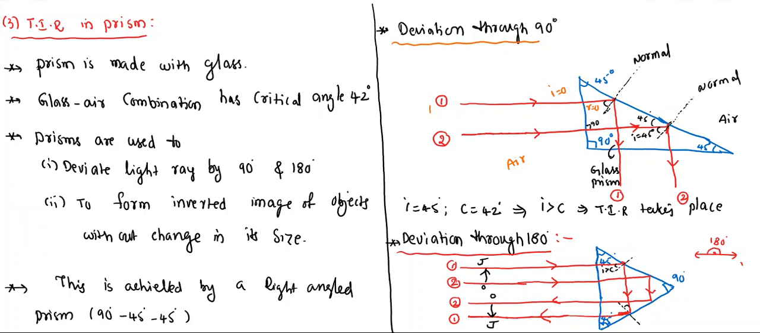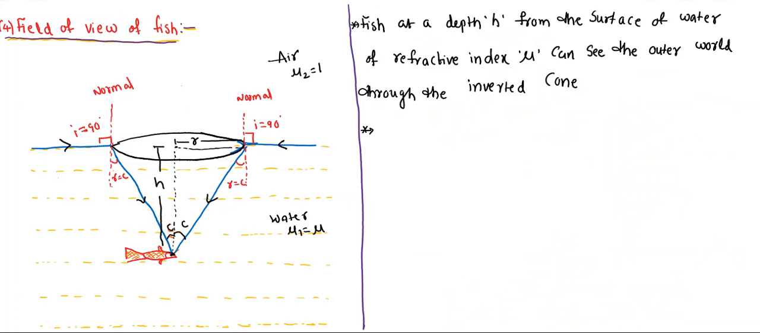I'm going to erase. Now let us discuss one more application, that is the fourth application of total internal reflection. Then what is this fourth application of total internal reflection? Now I am going to explain the fourth application: field of view of a fish.